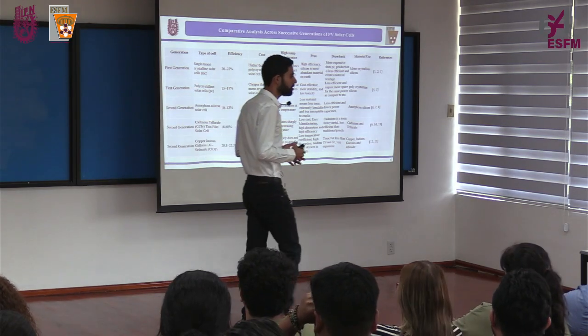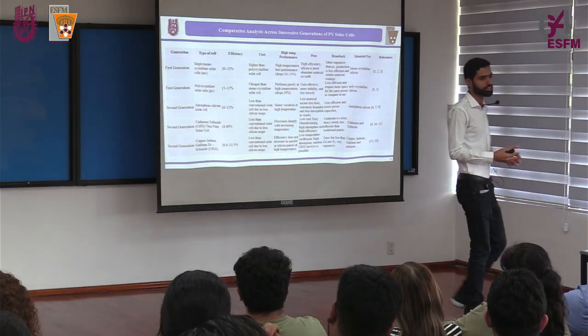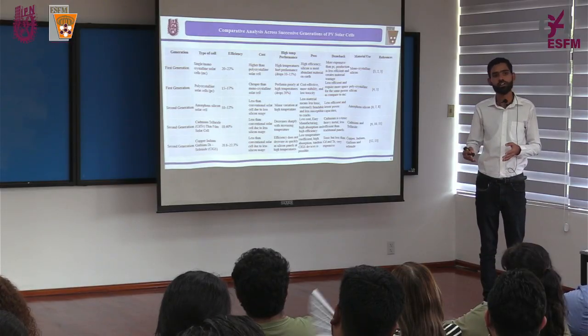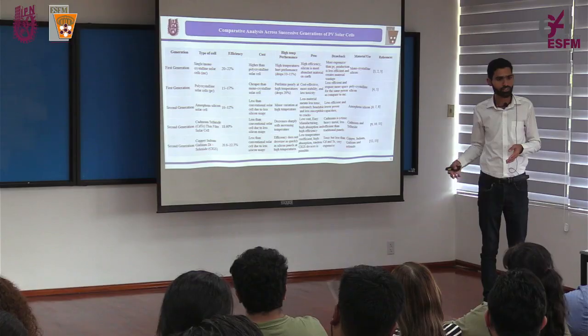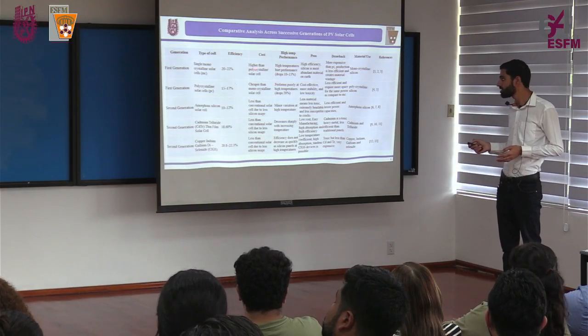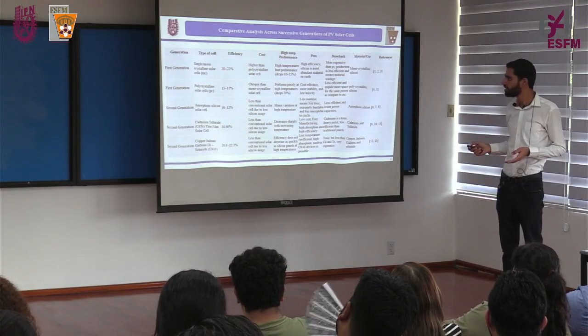The main problem for this kind of solar cell is the cost of the material as well as the cost of the process by which we make this kind of device. So we have a higher cost, but we have a higher efficiency as well.